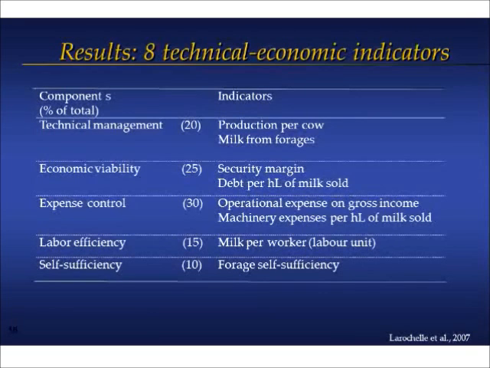In the technical economic aspect, we have 8 indicators. A master student, Donald La Rochelle, realized the study with the same methodology and developed 8 indicators in 5 components, which are technical management, economic viability, expenses control, labor efficiency, and self-sufficiency. This last component, forage self-sufficiency, is quite specific to a sustainable farm in Quebec, because the others may be applied to a conventional farm. There are not necessarily great differences in the technical economic aspect, but forage self-sufficiency is important in the sustainability of a dairy farm.